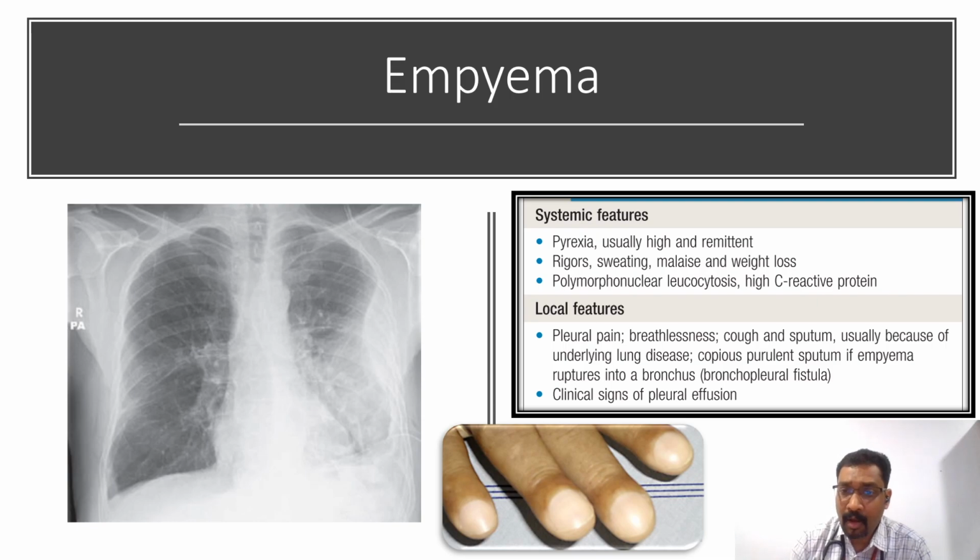Some patients will have cough and sputum production. Usual pleural effusion has a dry cough. Here there could be sputum production because of the underlying lung disease. And there could be copious purulent sputum if the empyema ruptures into a bronchus, which is called a bronchopleural fistula. The clinical signs of pleural effusion are the same as in empyema as well, but one of the important general examination findings is clubbing, and one of the important systemic findings is intercostal tenderness.